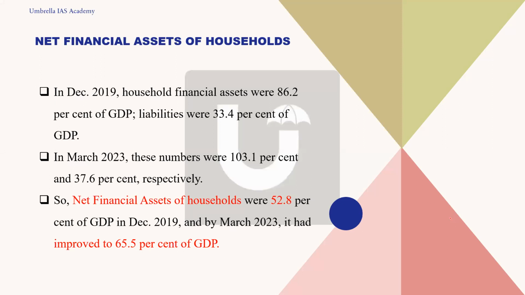Next, it is also talking about net financial assets. The review is also talking about net financial assets. Net means basically, again, liabilities. Obviously, liabilities will come up. So basically, what it says is the liabilities are almost 33%.